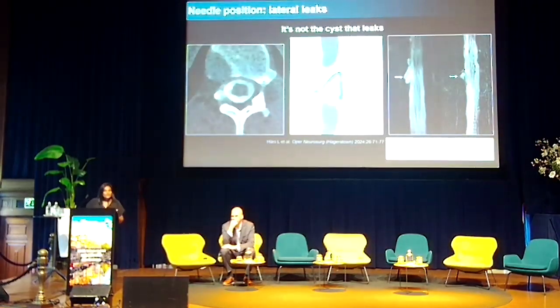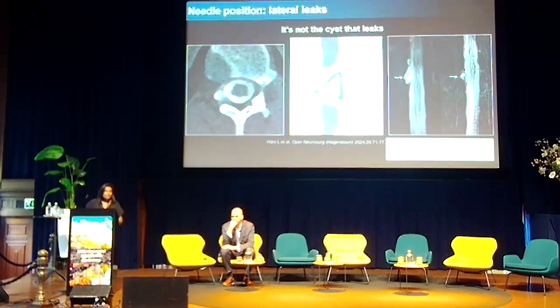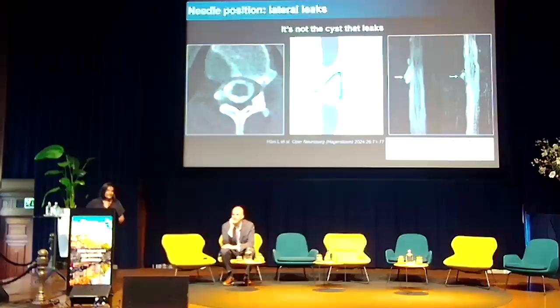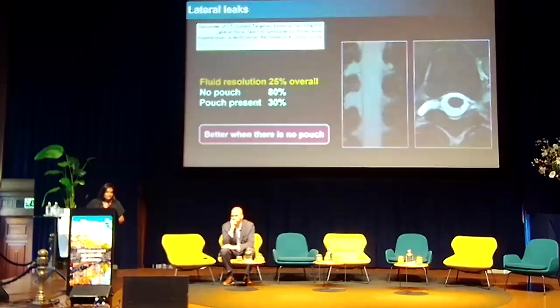And we also saw this about lateral leaks, about it's not the cyst that leaks, it's actually a lateral dural tear, and it's leaking from the margins. And we've had some great papers in the last year from the Cedars-Sinai group and Freiburg group that have really helped us understand the anatomy of where this leak is occurring. And that's important when we consider how we treat these leaks as well, also from an interventional perspective.